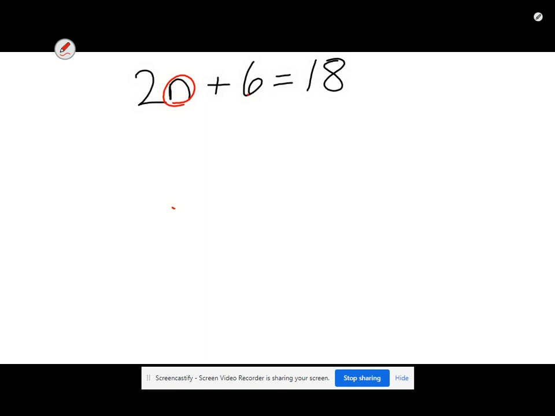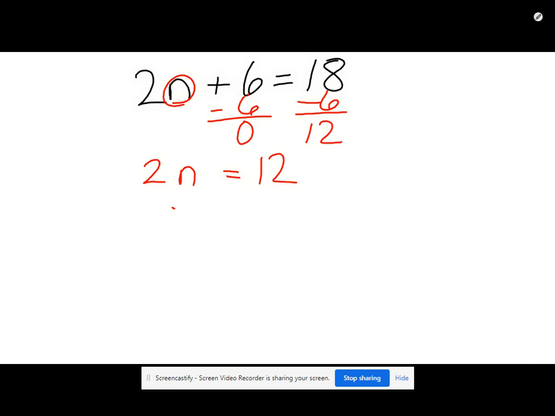So if we want to zero out our 6, if it is plus 6, what's the opposite, the inverse of plus 6? Minus it. Josie? Minus 6. So I'm going to subtract 6 from both sides. So now I have 2n equals 12, because I subtracted my 6 out. So now how do I get n by itself?